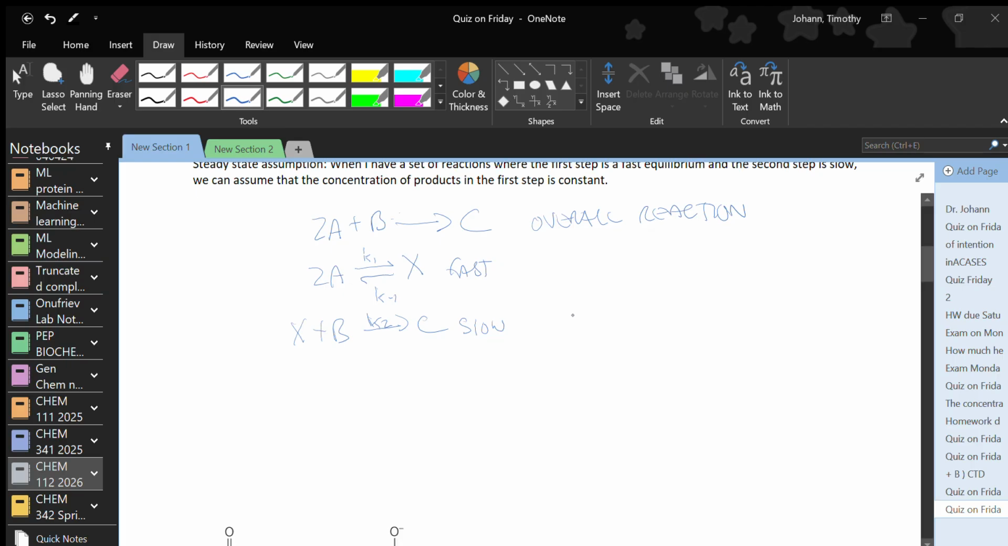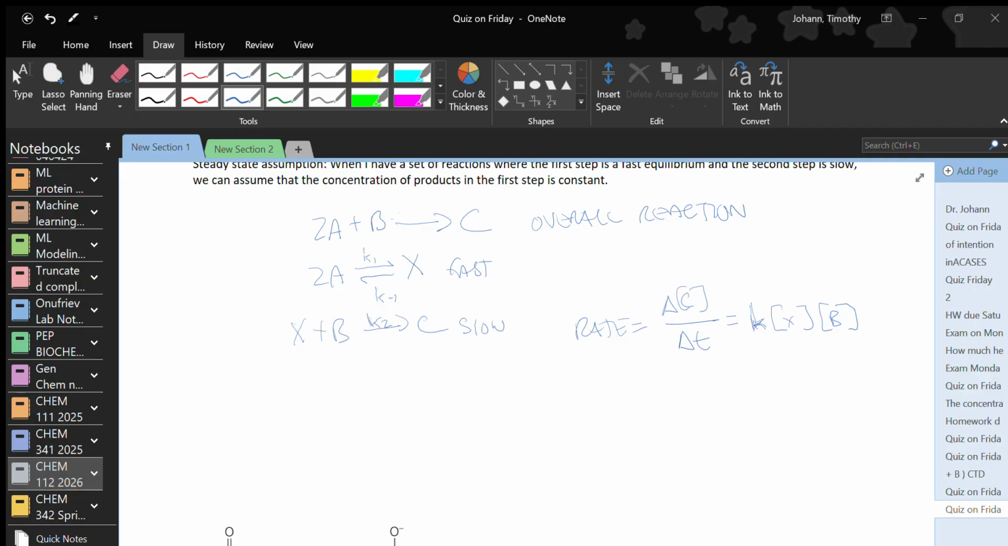Our rate law is going to be rate is equal to, so the rate could be the appearance of C, how fast we get C over change in time. And that's equal to some constant times what? I need to use my slow step here, right? Concentration of X, that's not everything, times the concentration of B. All right. But there's a problem here. So that's great, I've got it. I've got a nice rate law there.